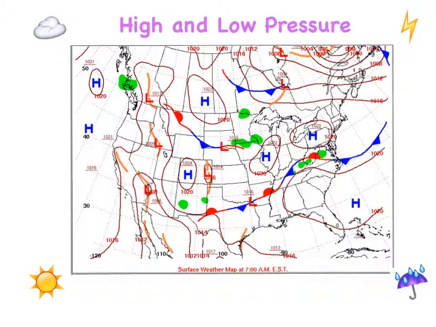High-pressure systems can bring clear skies and the sun. A high-pressure system is a whirling mass of cool, dry air moving down. There are 5 low-pressure systems in the United States.